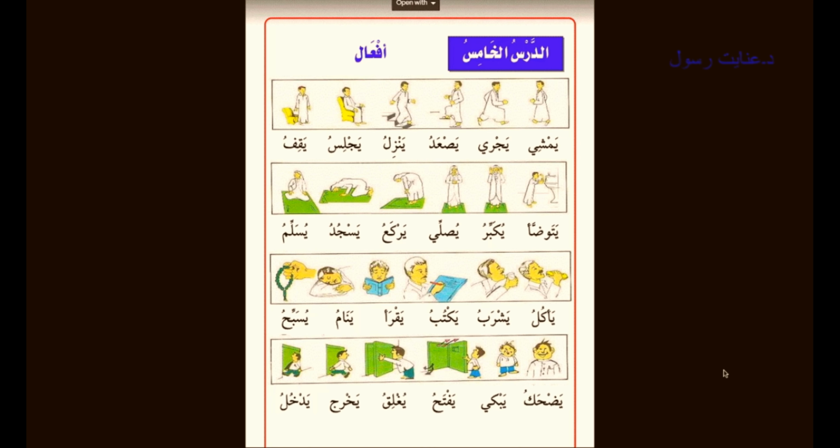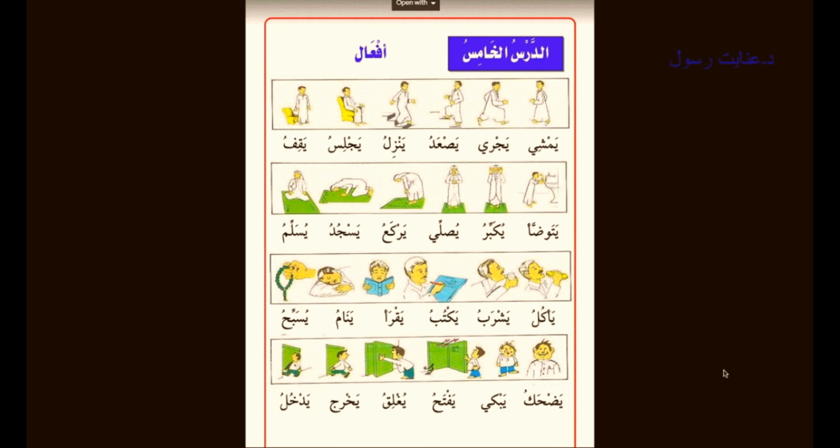Then we can move on to this. Ya'kulu, he is eating. Yashrabu, he is drinking. Yaktubu, he is writing. Yaqra'u, he is reading. Then yadhaku, he is laughing. And yaftahu, he is opening the door. Yakhruju, he is coming out. Yadkhulu, he is going inside. So we have taken these verbs: yas'adu, yandilu, yajlisu, yarka'u, yasjudu, ya'kulu, yashrabu, yaktubu, yaqra'u, yadhaku, yaftahu, yakhruju, and yadkhulu. So these are given in the first form.